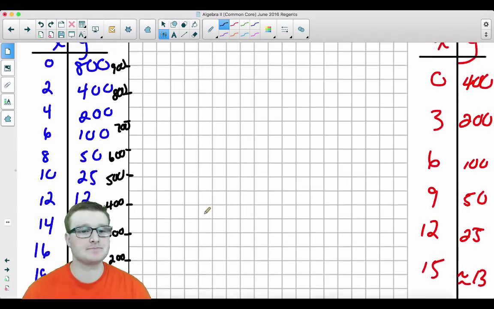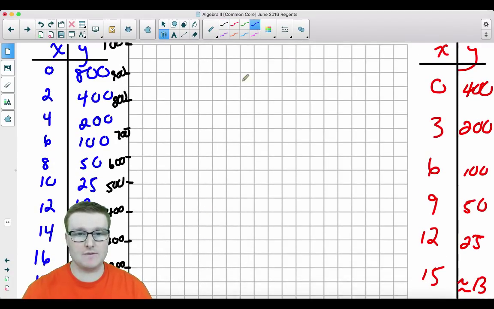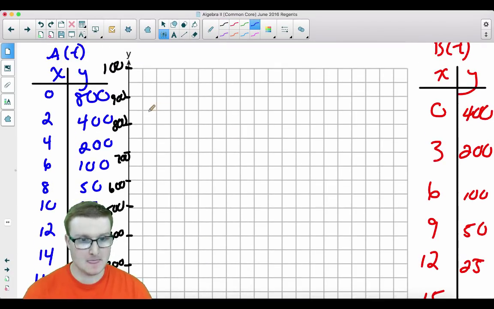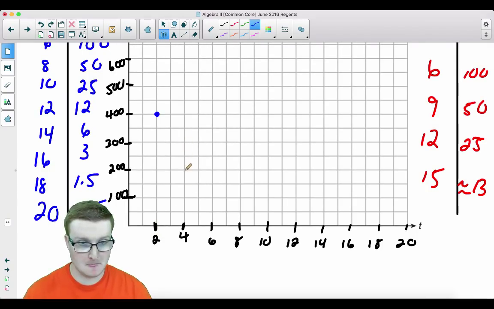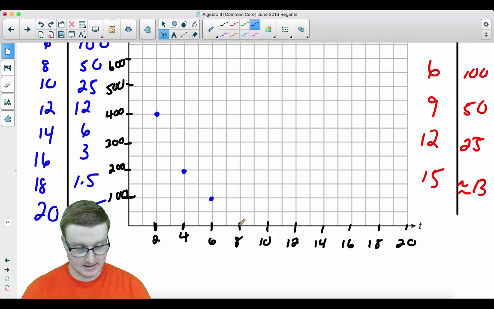A lot of work. So I'm going to go ahead and graph my blues first. So 800. This is 400. Then I graph 4, comma 200. Then I graph 6, comma 100. Then 8, comma 50. That's right there. Then it starts to get really small, to the point where it doesn't really matter anymore.